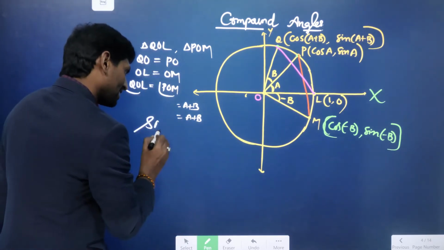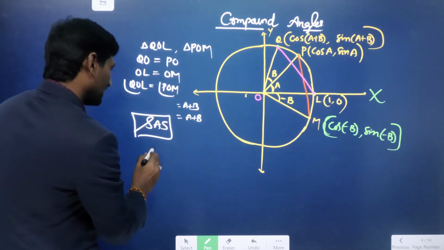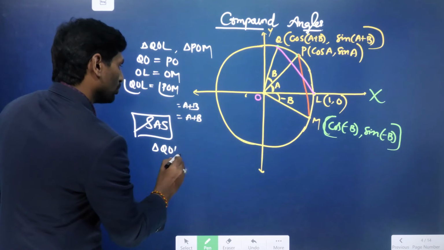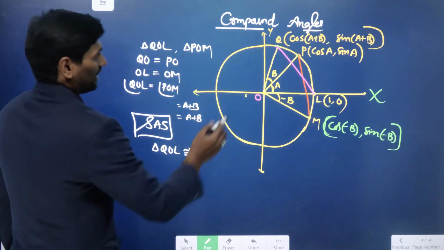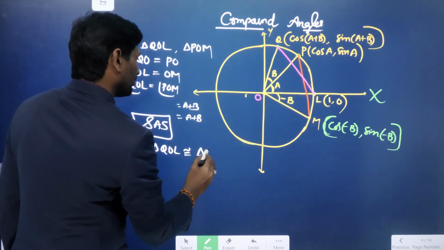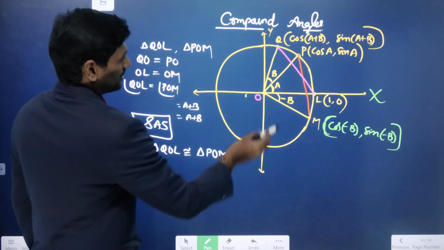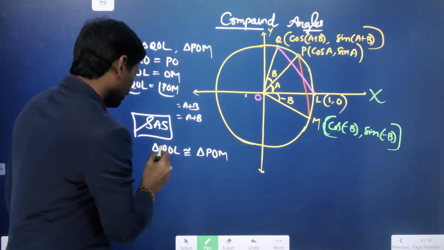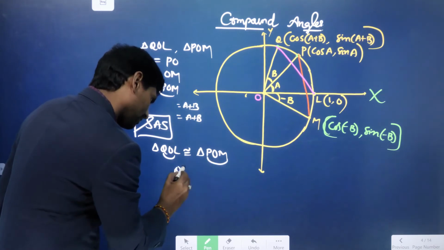We can use SAS congruence, side-angle-side congruence. We can say that triangle QOL is congruent to triangle POM. So from this we can say that QL is equal to PM.